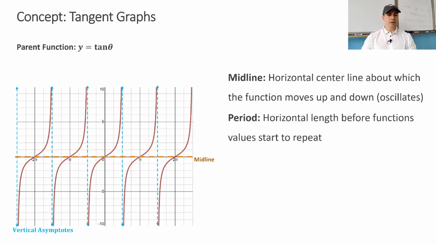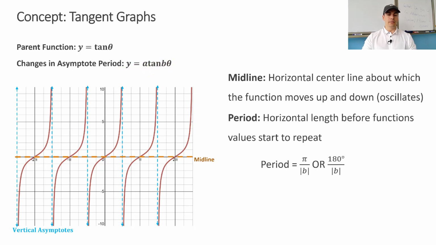Our period now for our tangent is going to be a little bit different. Our period definition doesn't change. However, if I have changes to our asymptote period, y is equal to a tangent b theta. Now my period, instead of 2 pi over absolute value of b, or 360 degrees over absolute value of b, now we just have pi over b and 180 over b. So that is our period length for our tangent functions.